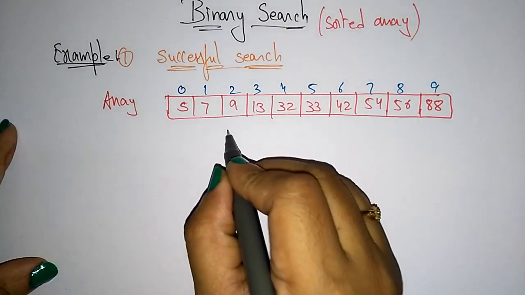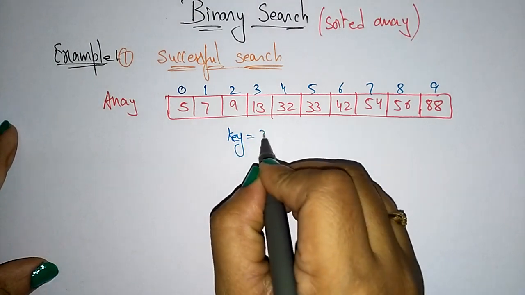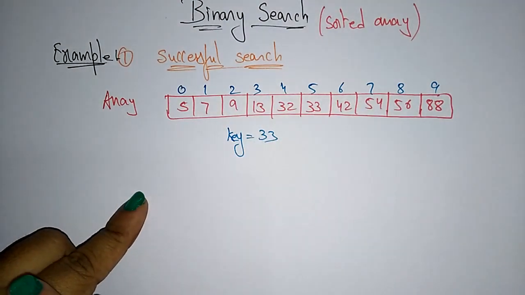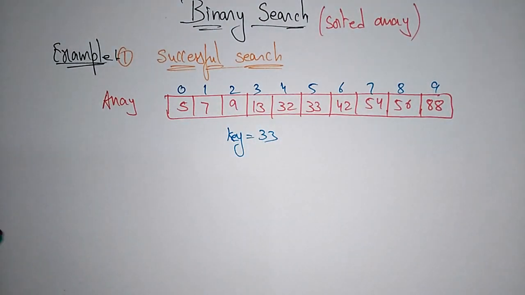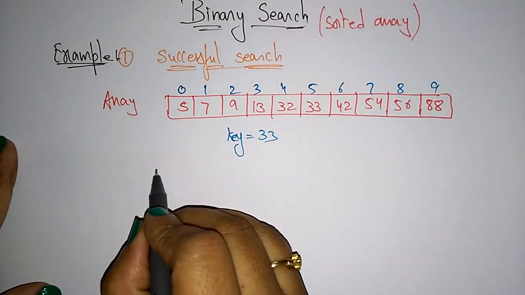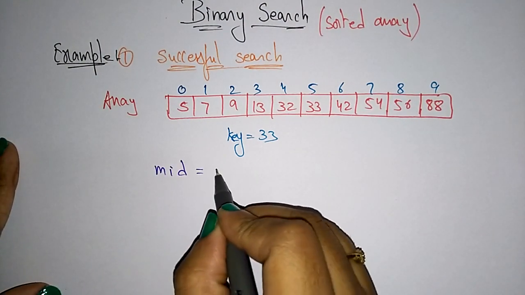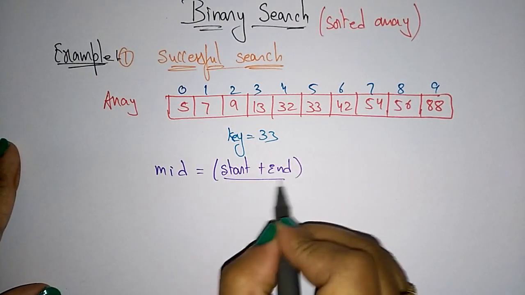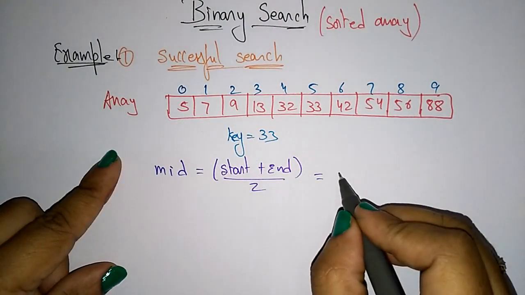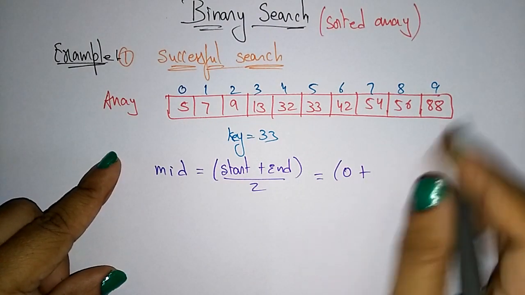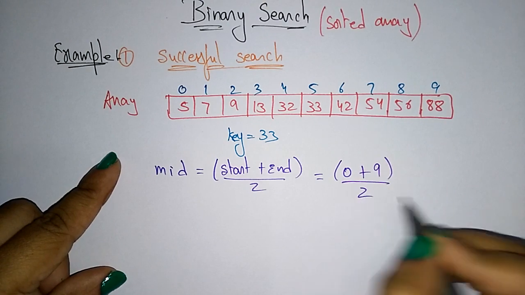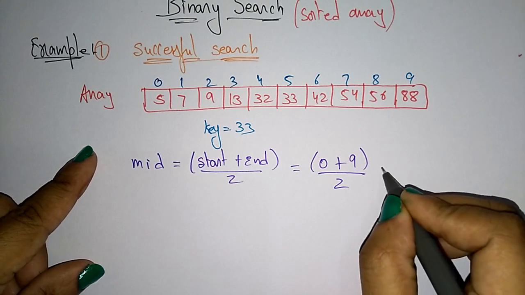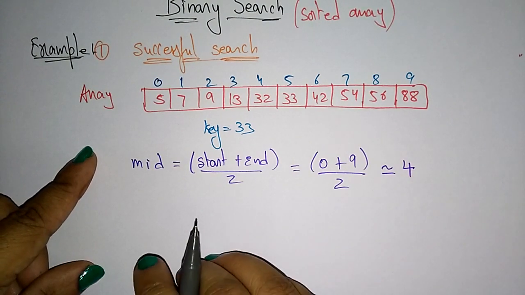Let us take the key value. The key is 33. I want to find the element 33 in this array. So how will we find it? First we have to divide the array, that is, mid is equal to (start plus end) by 2. What is the start value? Start is 0 and end is 9. 0 plus 9 by 2 is 4.5, approximately 4.